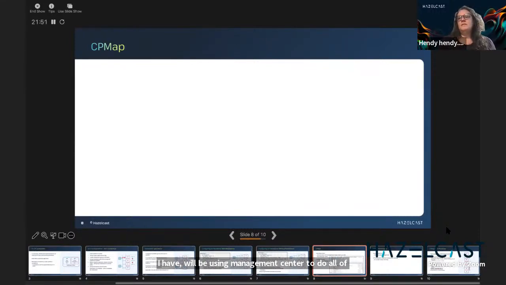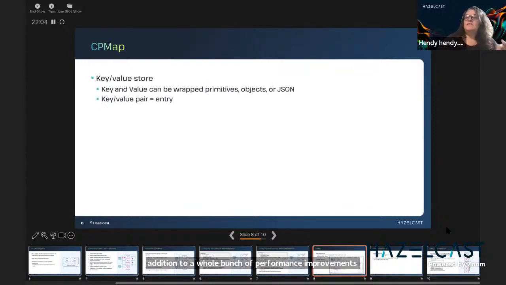So the CP map data structure, this is what we added in 5.4. As I said before, we've had CP subsystem for a while. In addition to a whole bunch of performance improvements and operational improvements, we added this CP map data structure. So it's a key value store, just like IMap. If you've used IMap, it really is for programming purposes the same data structure. It's just being stored in this consistency subsystem because you want to have 100% guarantees of consistency all the time.